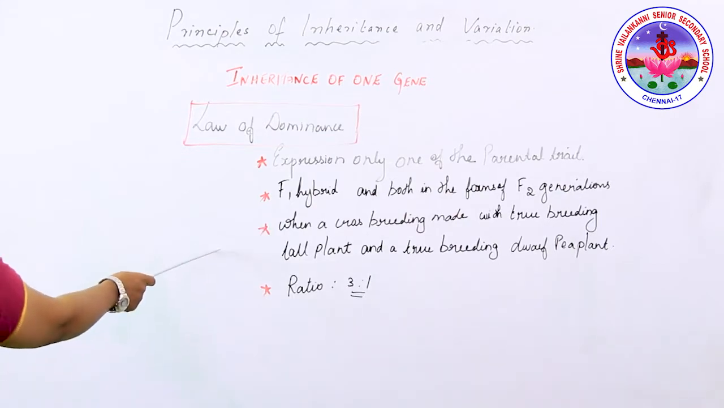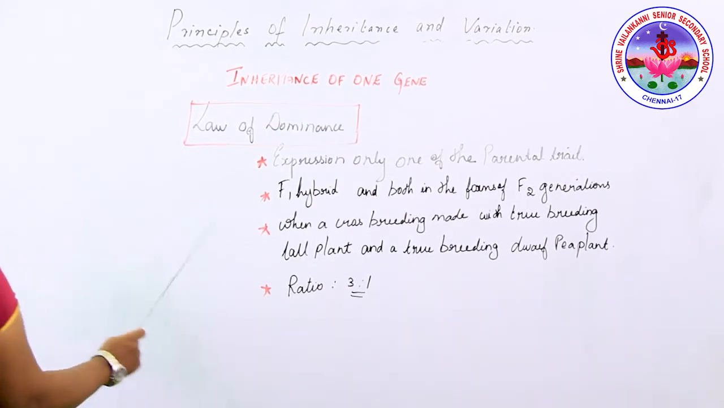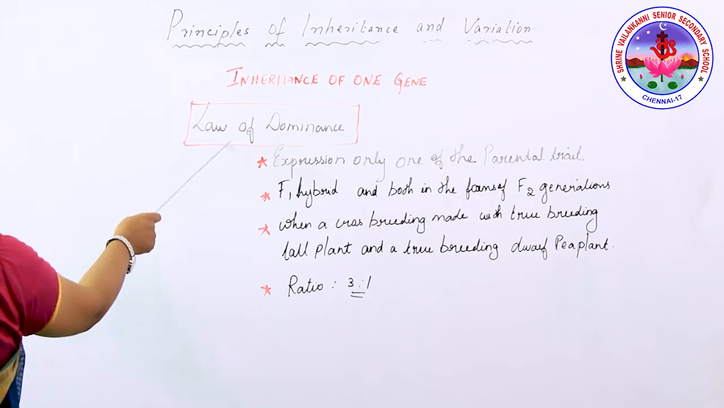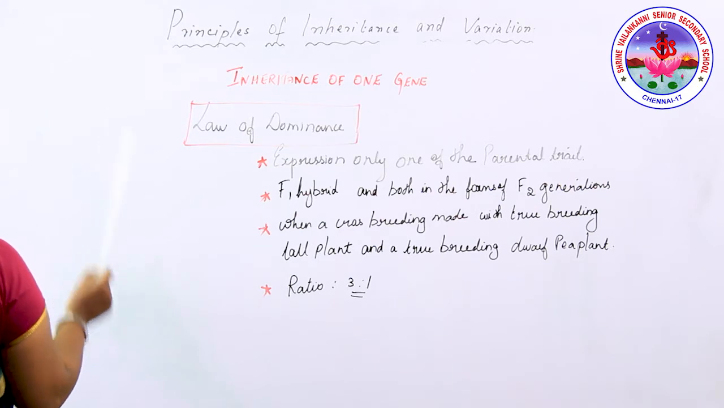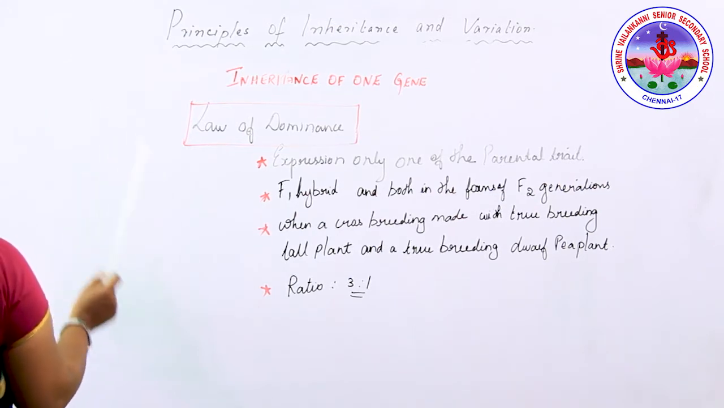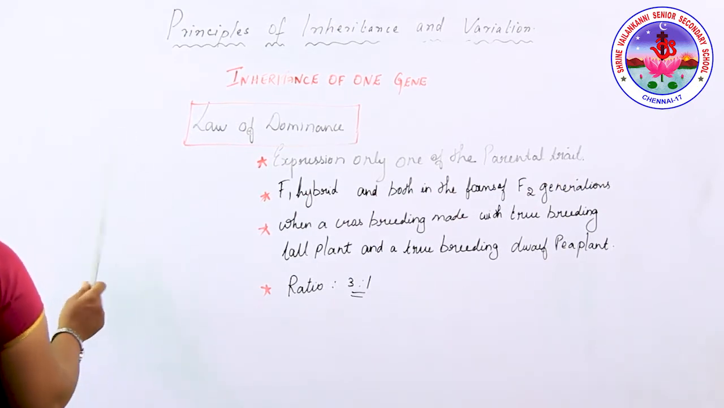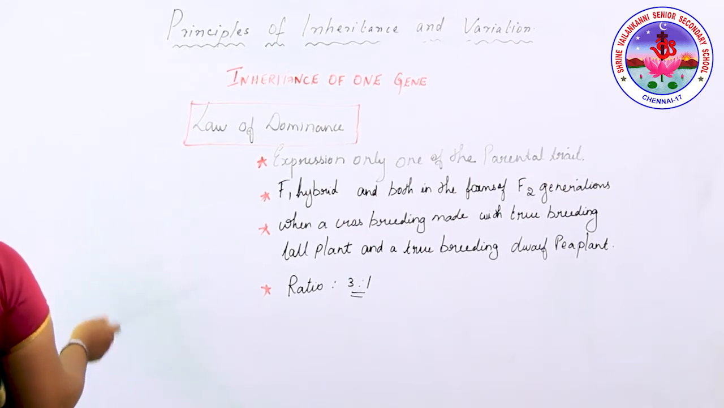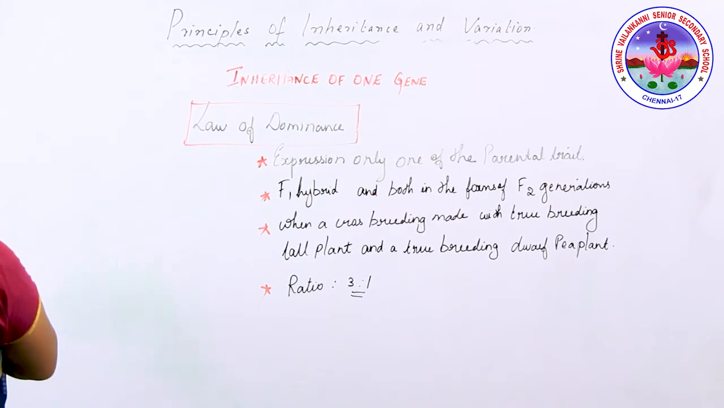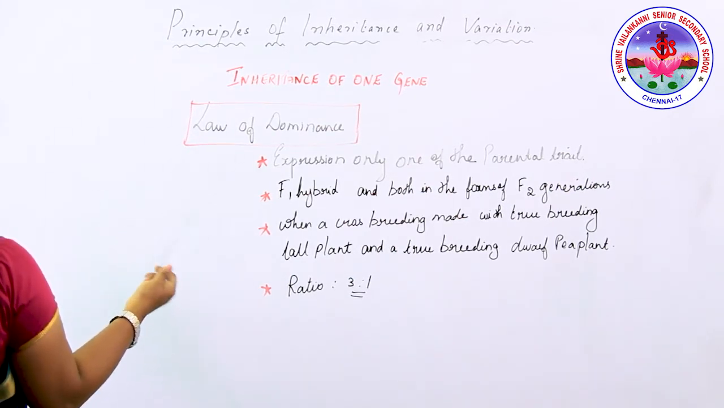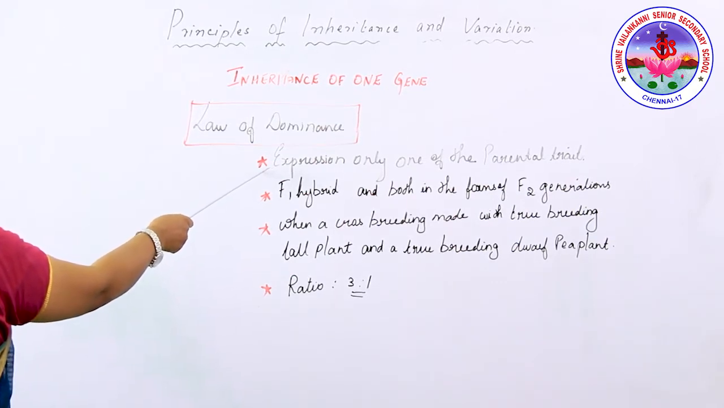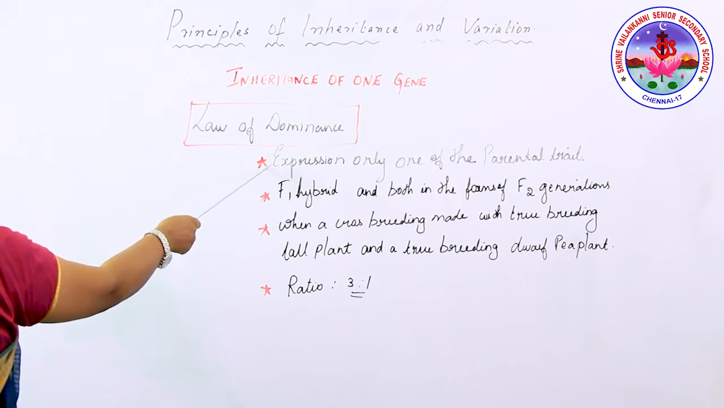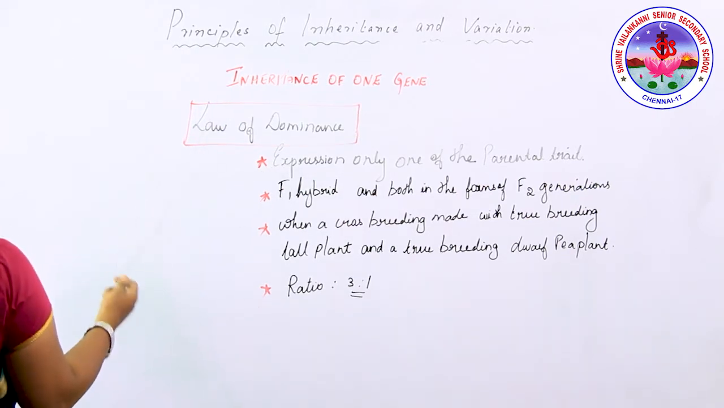Based on the observation of the monohybrid cross, Mendel proposed the 2 laws of inheritance. First, we are going to discuss the law of dominance. The characters are controlled by discrete units called factors. The factors always occur in pairs, and in dissimilar pairs of factors, one member of the pair dominates the other. The law states that only one form of the parental trait is expressed in the F1 hybrid, and both forms in the F2 generation.